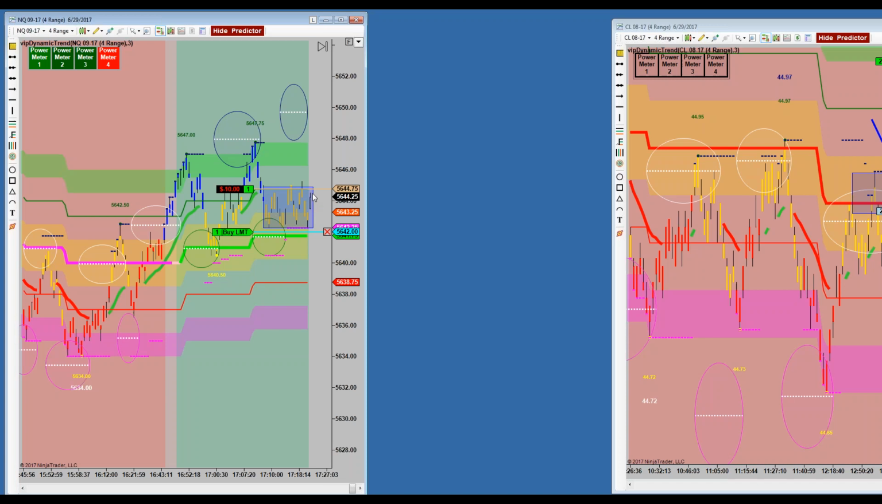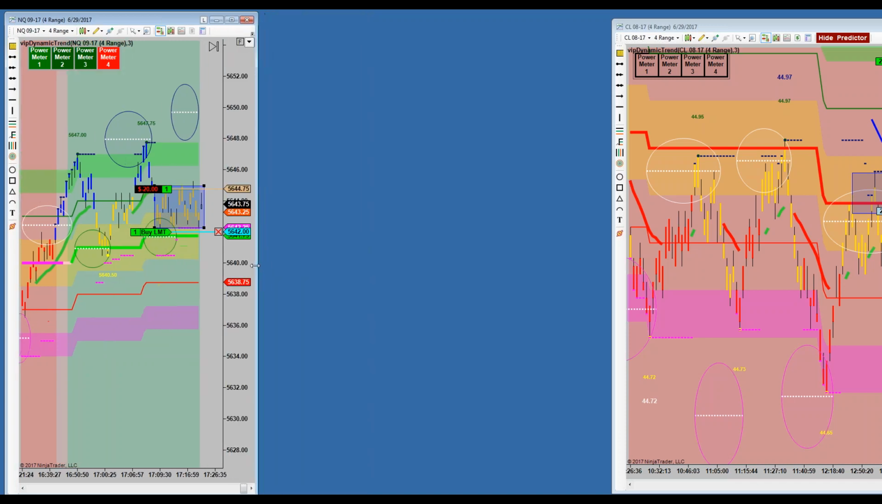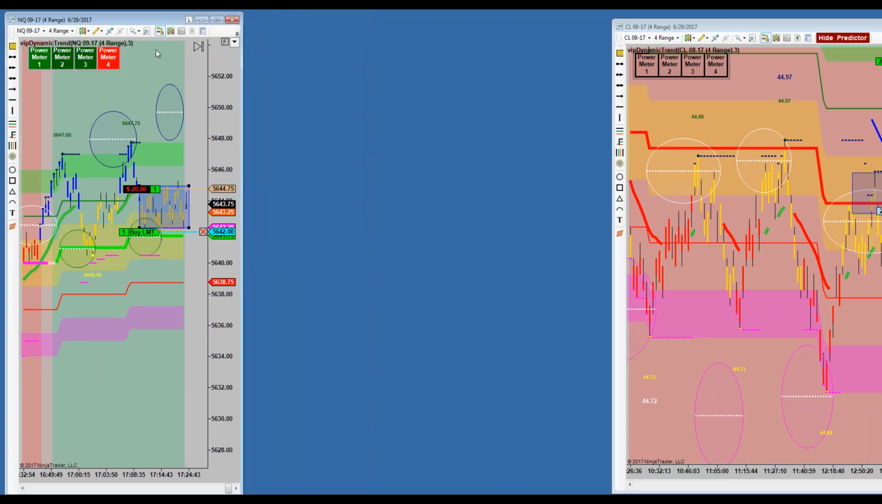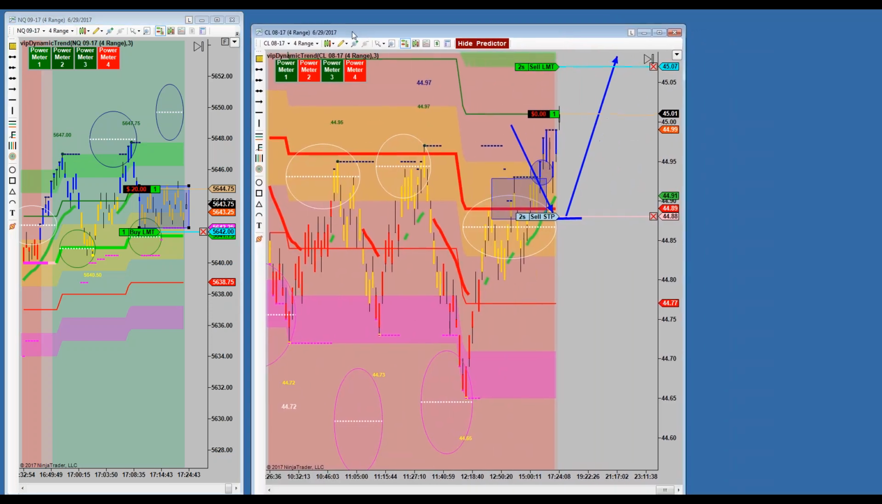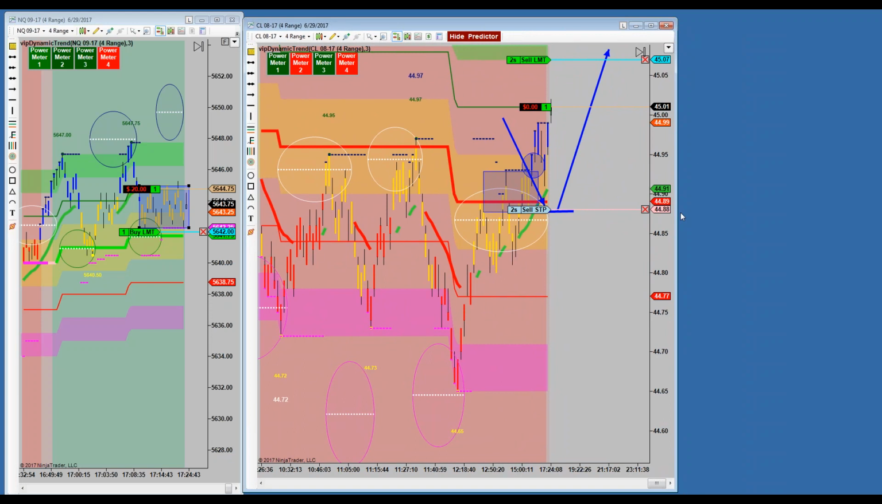And by the way, if you boxed it properly, you would not actually be in this trade even yet. It would have to close up above here. But I'll just leave it on there anyway, so we get something to watch. All right, so there's our NASDAQ, and here is our crude, right about where we got in.